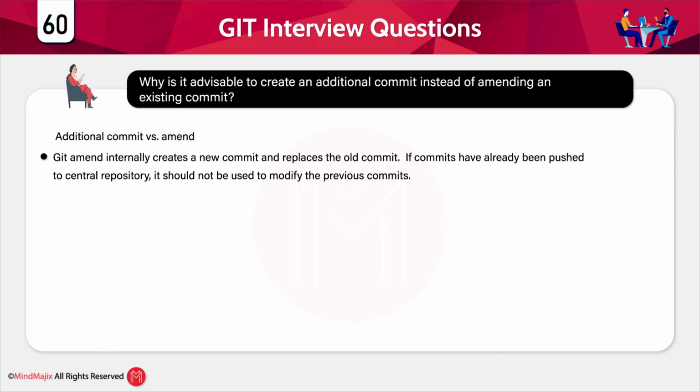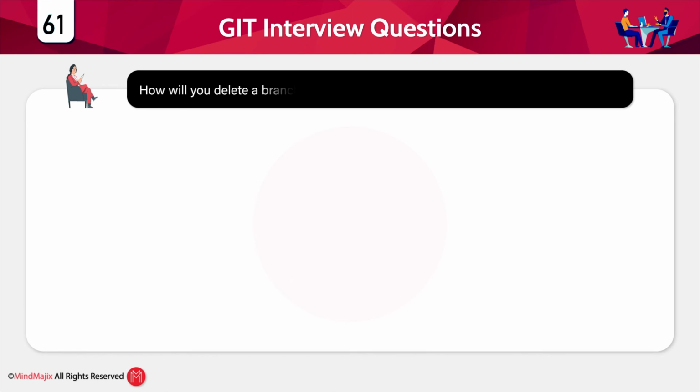Git amend internally creates what? A new commit, and it replaces the old commit. If commits have already been pushed to a central repository, it should not be used to modify the previous commit.